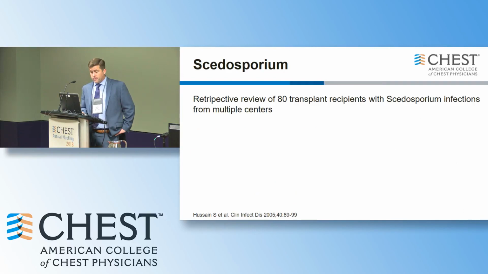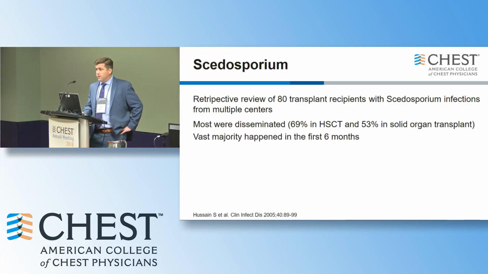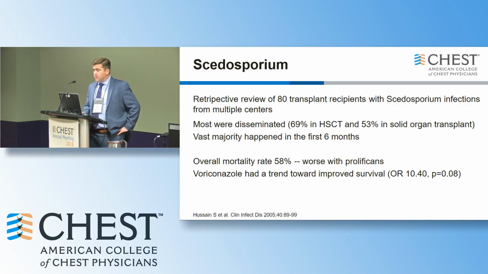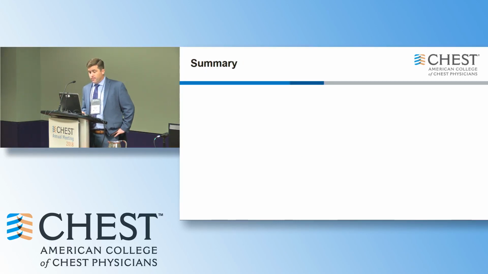In fact, in a review of 80 transplant recipients with Scedosporium from multiple centers, most were disseminated, a little more in the bone marrow transplant than solid organ transplant. The vast majority are in the first 6 months, like we saw in this case. Mortality is high, 58%, worse with prolificans. Those that got voriconazole had a trend toward improved survival, maybe because they had something to treat with, whereas some are resistant to all of our antifungals. And disseminated disease was worse in that study and also more often had surgery.